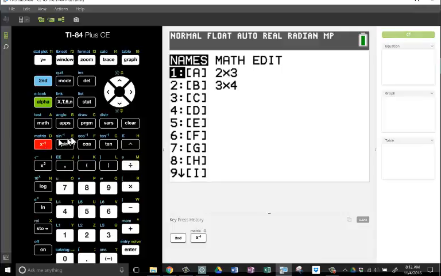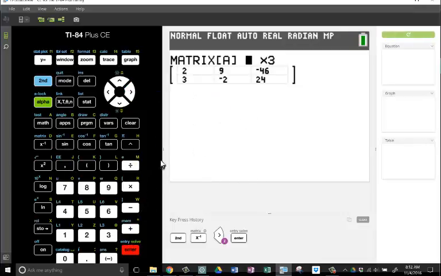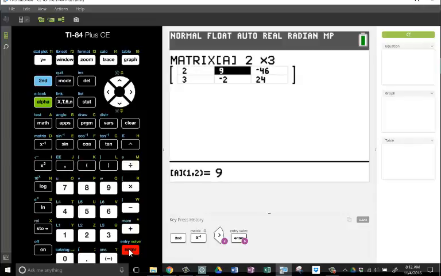Okay, so go to matrix A. You want to edit it. It needs to be 2 by 3. So 2 by 3, and then put in 2, 9, negative 46. Then put in 3, negative 2, and 24. Once you've done that, you're going to hit enter, or you can hit second quit.